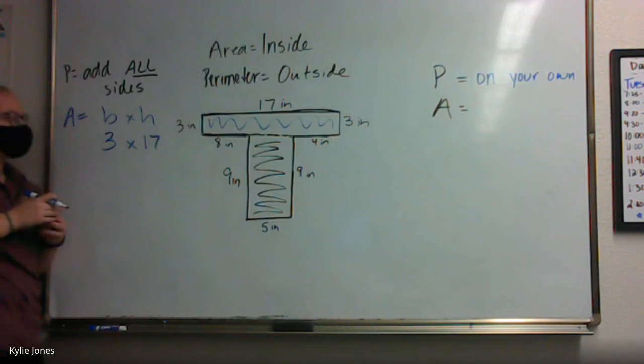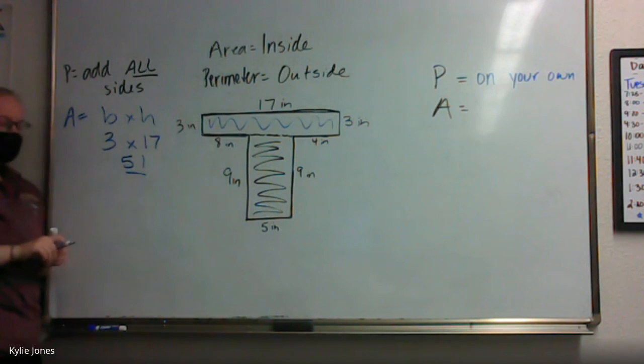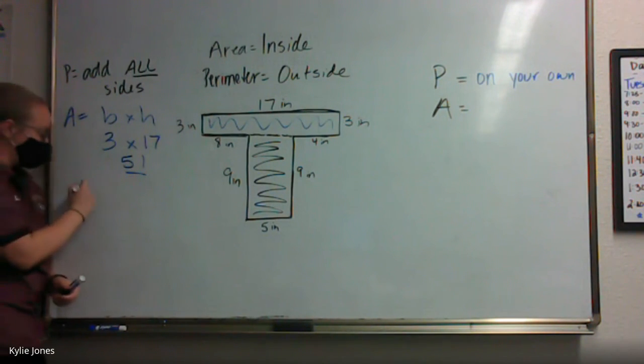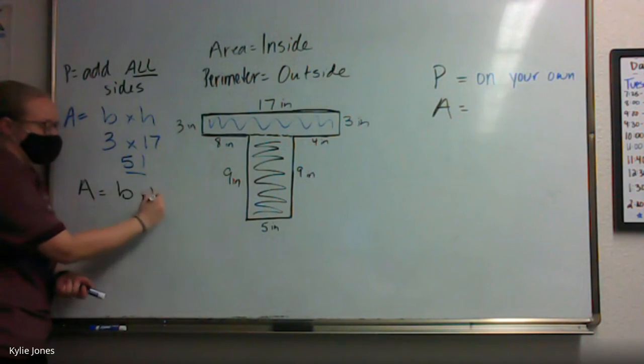Okay. What's 3 times 17? 51. Okay, so there's the area of our blue shape. Now we've got to find the area of the black shape. This is again a rectangle, so it's just base times height.